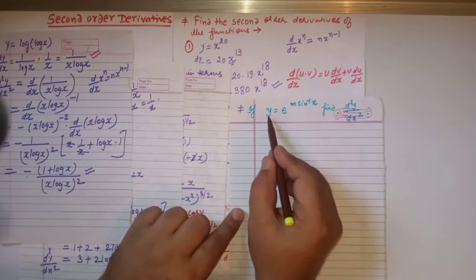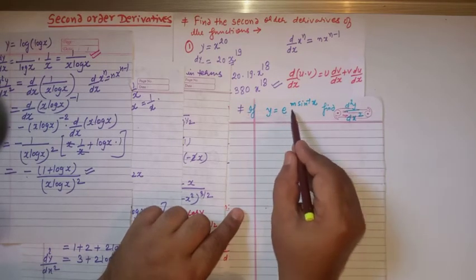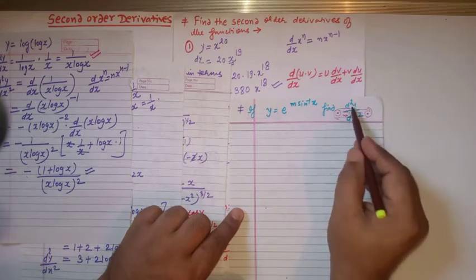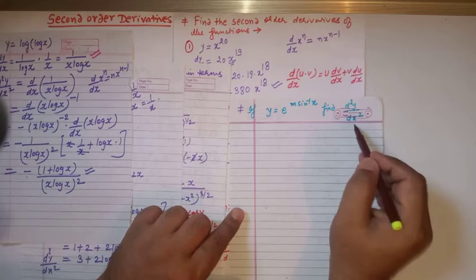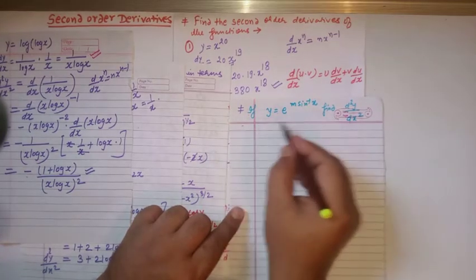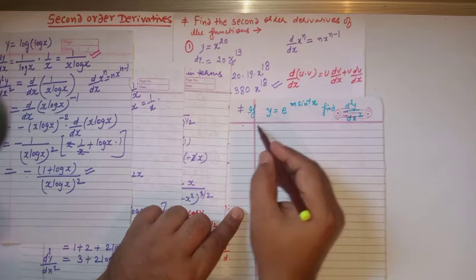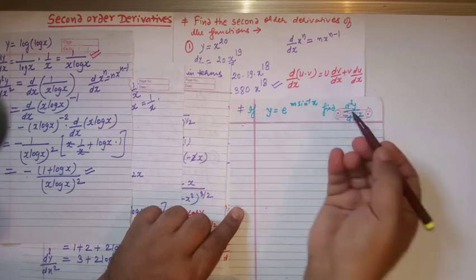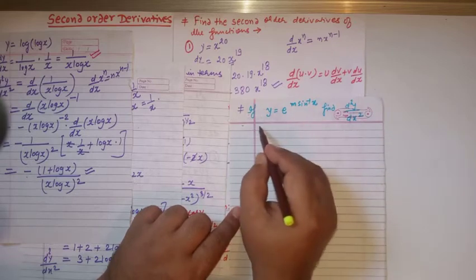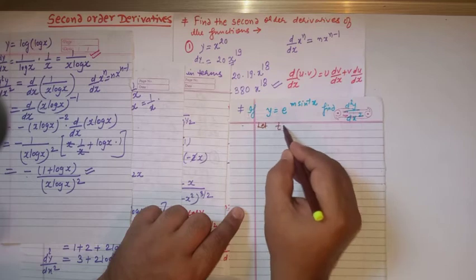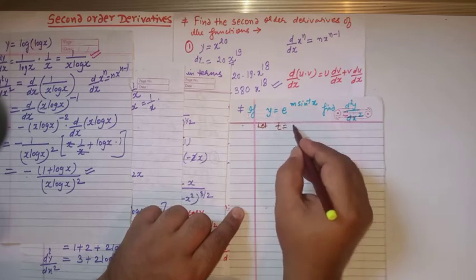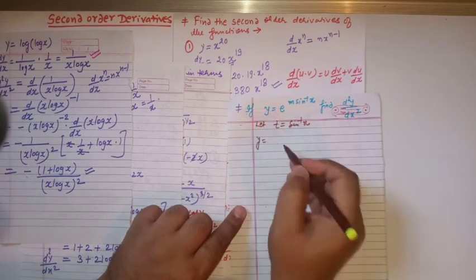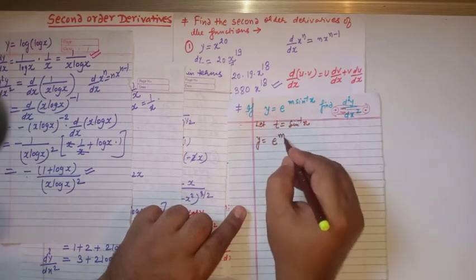Now viewers, let us take this function y is equal to e raised to m sine inverse x, and we have to find the second derivative of y with respect to x. Here again we can make use of the substitution method, so let us solve it by substitution. Let t is equal to sine inverse of x. So y becomes e raised to mt.